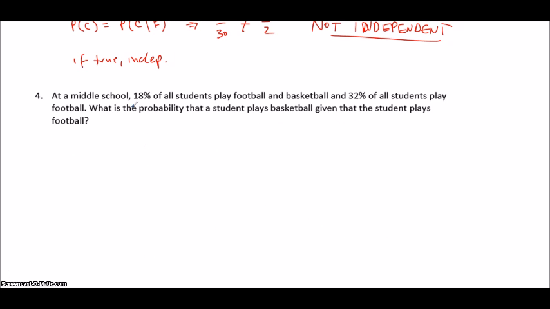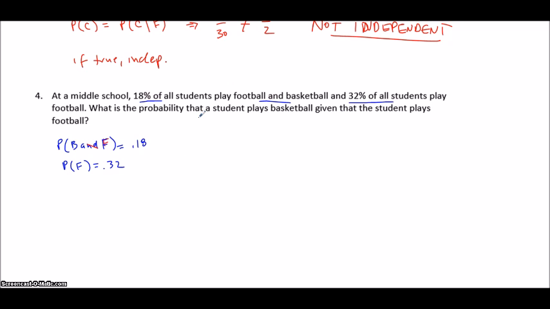Okay, and our last example here is we have this middle school. We have 18% of students play football and basketball. So I'm going to go ahead and write this as the probability of basketball and football, B and F, equals 18%. And then we know that 32% of all students play football. So the probability of playing football is going to be 0.32.